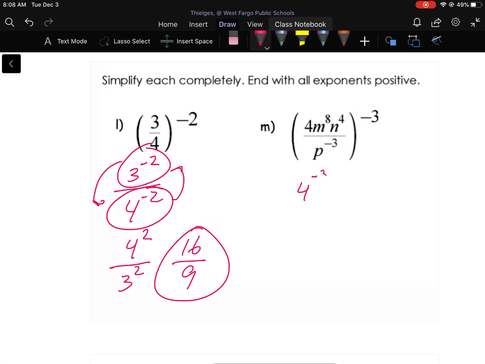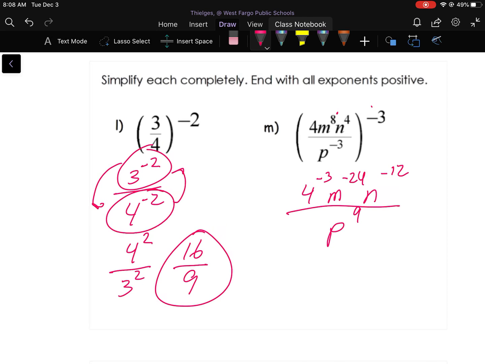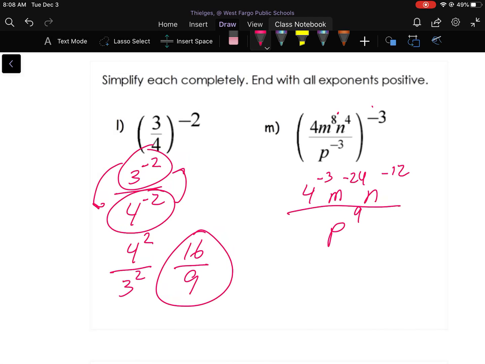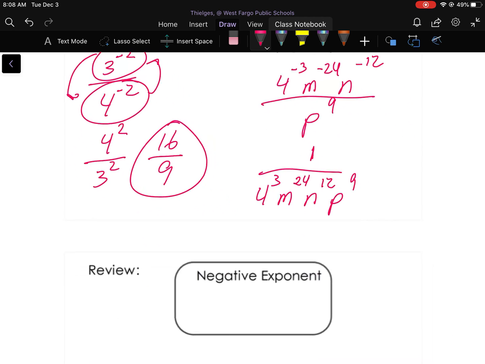Okay, 4 to the negative 3rd, m to the negative 24th, n to the negative 12th, over p to the positive 9th. And what I did is I just multiplied all my exponents together. So the top parts are all going to move down, the bottom one's going to stay put, and that's going to leave me with a 4 to the 3rd, m to the 24th, n to the 12th, p to the 9th. And I got to put a 1 there to kind of hold that spot.